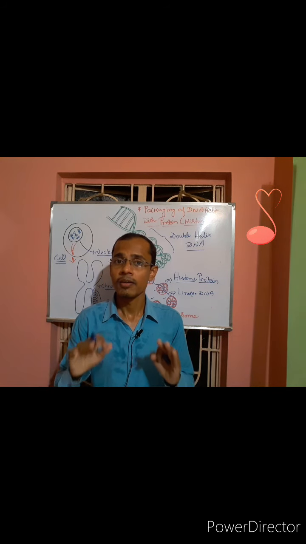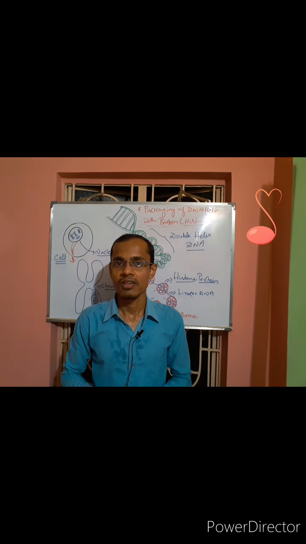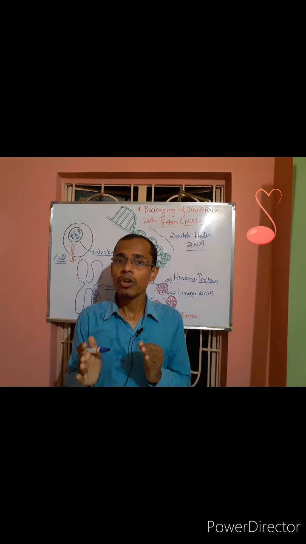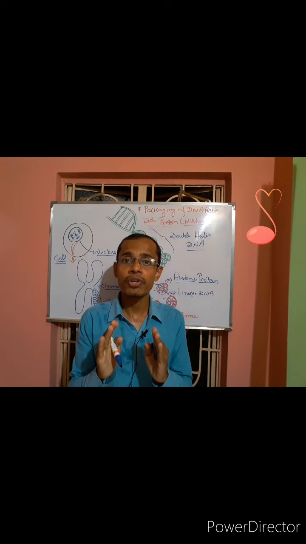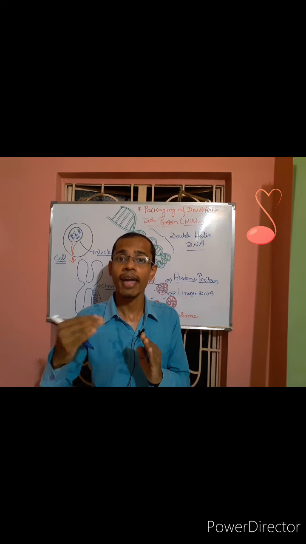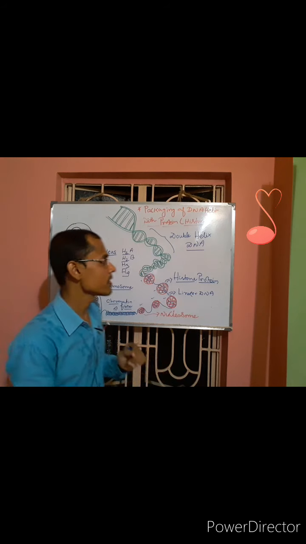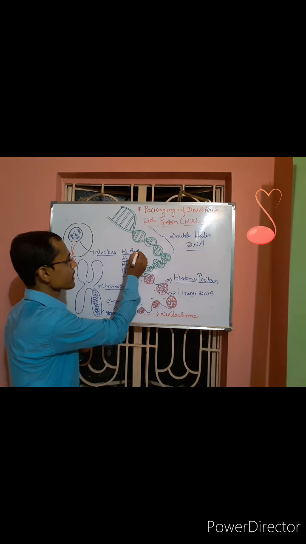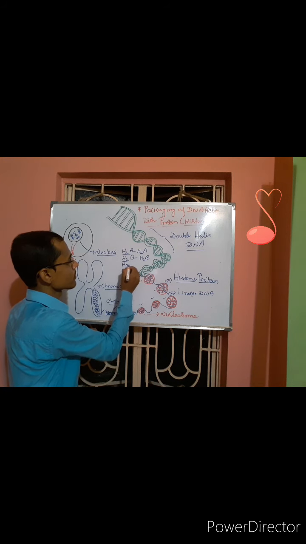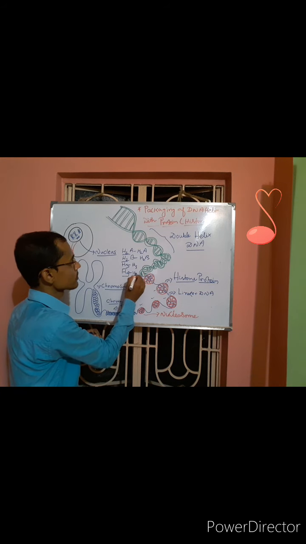Normal, clear. But one thing: these histone proteins will not remain like that. Each histone protein will form another one like itself, meaning these histone proteins will make another H2A, H2B, H3, H4.